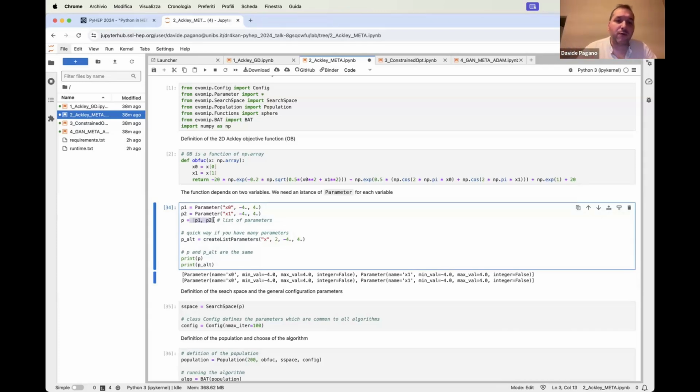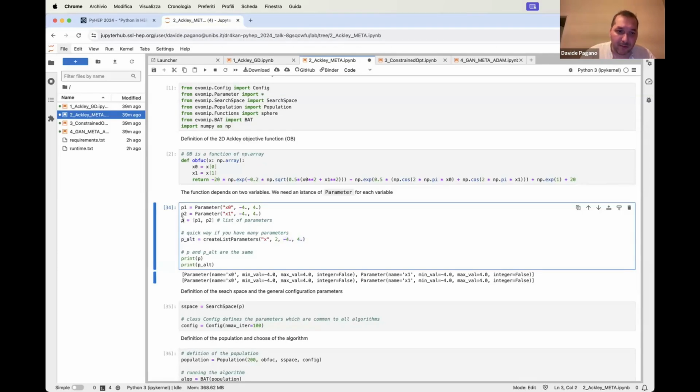Now, one thing, you may say, okay, this is fine as long as you have a few parameters. But what about the optimization of the weights of a neural network when you have hundreds, if not thousands, of parameters? It's a pity to define for each of them the corresponding parameter object. In this case, we have this function here. Look, this function creates a list of parameters. So you need to provide the prefix so that we can have x0, x1, x2, and so on, whatever prefix you like, the number of parameters to generate, and of course, the range. This returns a list of parameters.